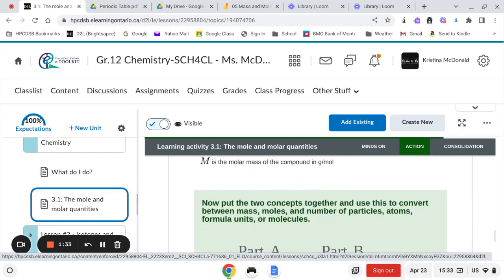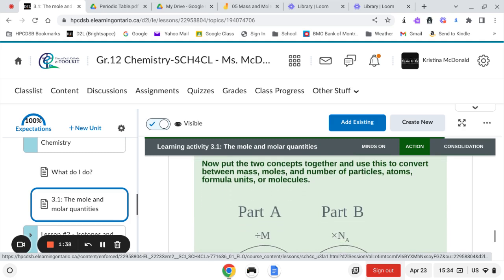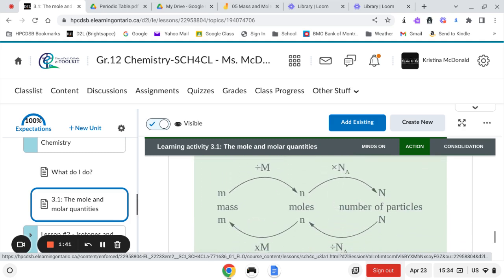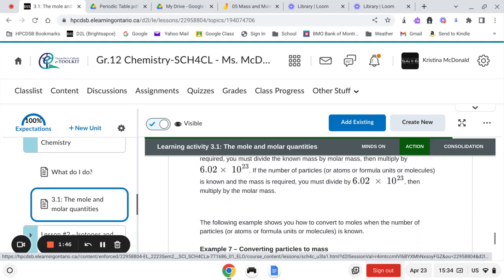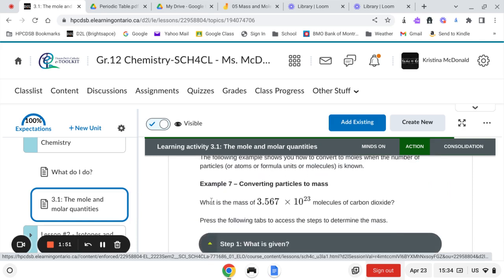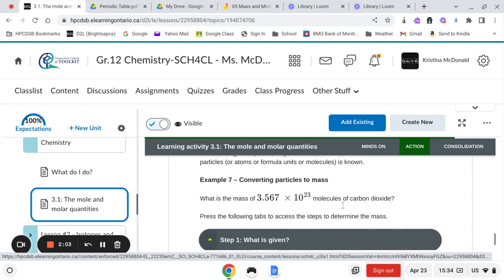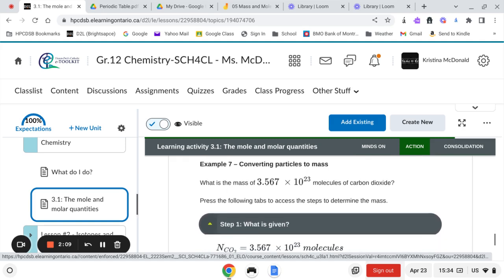So there are a couple of examples that we're going to run through, and you are encouraged to go through the resource note. Here's a nice little schematic or a diagram that they have for you on converting between the two, and a little write-up here. You should be reading that. But I'm going to go through these examples with you. So it says here, what is the mass of 3.567 times 10 to the 23 molecules of carbon dioxide? So we haven't seen questions yet where we're dealing with mass and molecules in the same question. But we can solve these because we know these two mathematical formulas that we can use.